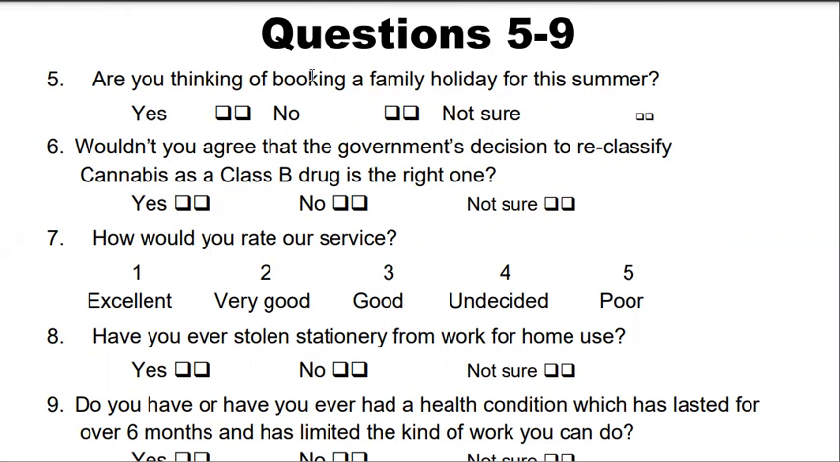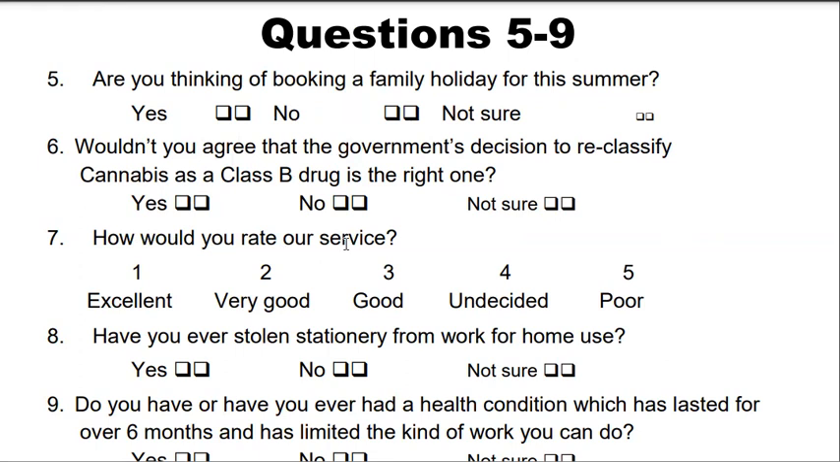Number 5, are you thinking of booking a family holiday for this summer? That's a problem also. Are you thinking of booking, right? So it's kind of suggestive. Wouldn't you agree that the government decision to reclassify cannabis as a Class B drug is the right one? So this is also suggestive. So the idea is always you want to keep it as plain as possible so that people can make an answer without being coerced into making those responses.